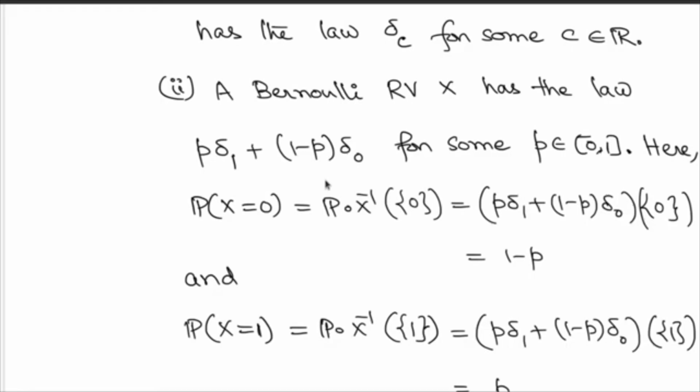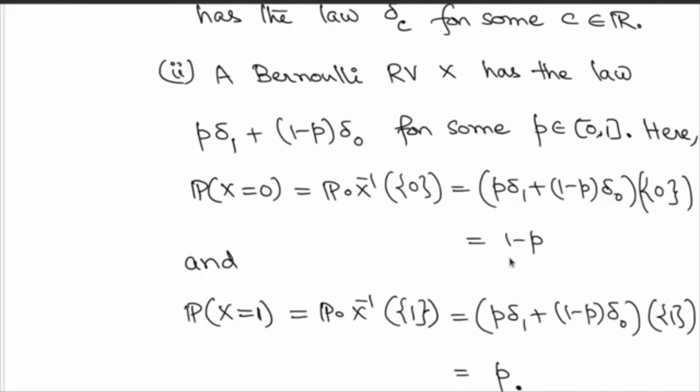Okay. So remember, in the previous lecture we have discussed that for a discrete random variable, the law is exactly a convex linear combination of Dirac masses. So this is a finite linear combination of Dirac masses, which is a convex linear combination, and this p and 1 minus p exactly refers to the probability of success and failure.